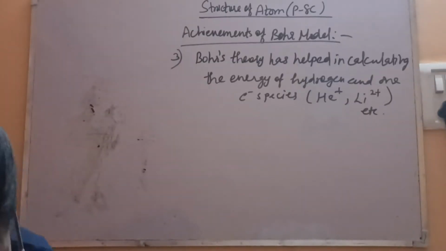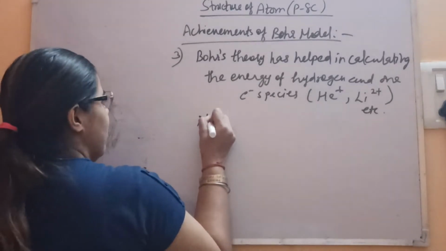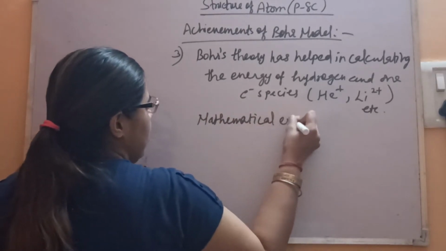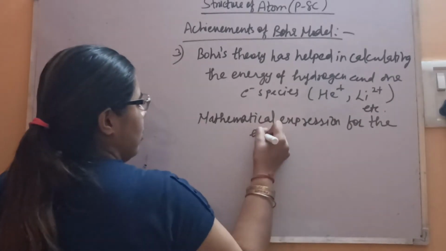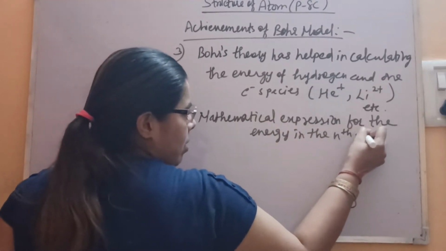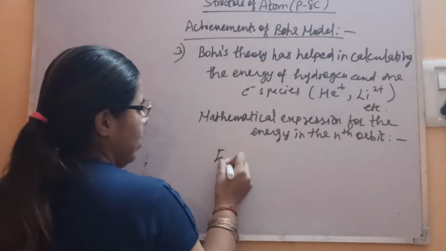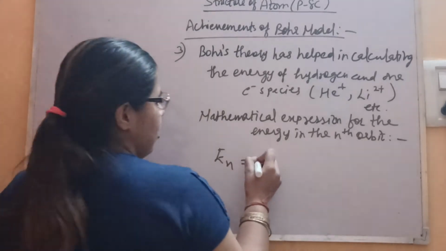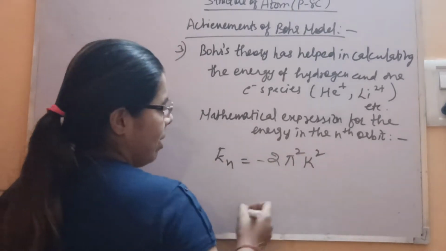Okay, so let's see the mathematical expression for the energy in the nth orbit. He has given the mathematical expression for the energy in the nth orbit. Let's see. So En is equal to what? It's a very long expression, that is minus 2 pi square k square. We'll see the meaning of the terms one by one.